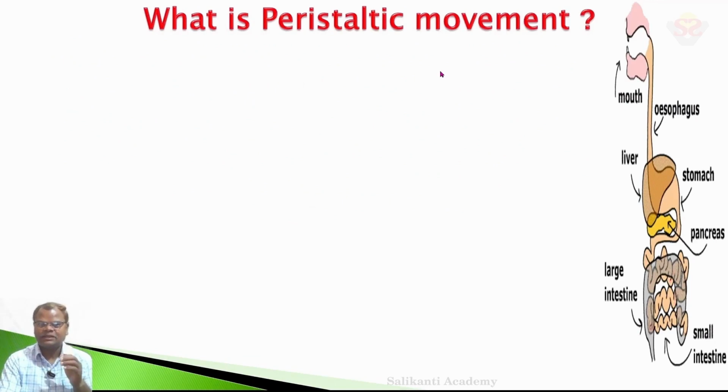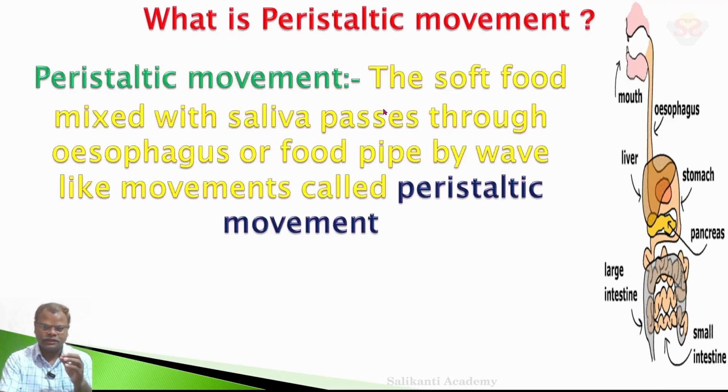What is peristaltic movement? It is an involuntary movement. After taking food into the mouth, the buccal cavity, we crush the food with teeth. After mixing with saliva, we pass this masticated food into the esophagus. Once food enters the esophagus, we can't control it. The movement is involuntary. Such movement is known as peristaltic movement.